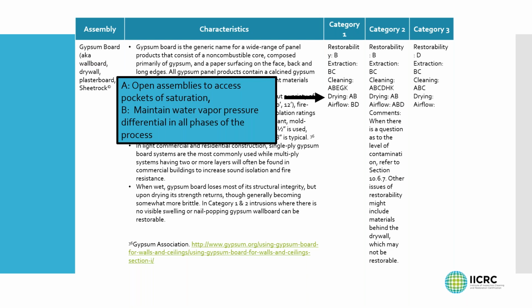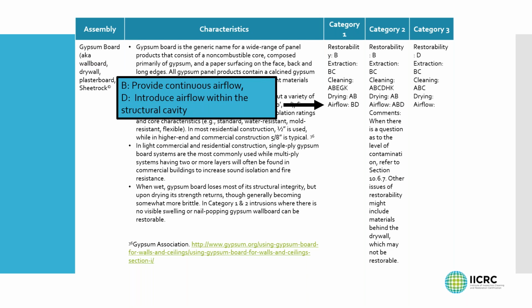So it's leading me through how I'm going to actually dry this structural material. The last thing, airflow, continuous airflow. Introduce airflow within the structural cavity. I know a lot of new employees come and they know dehus and they know air movers, but they don't know an injection system, or they don't know a floor mat system. This might remind them that, hey, we can introduce airflow within the structure. So either we pop holes below the baseboard, or do we put an injection system in?